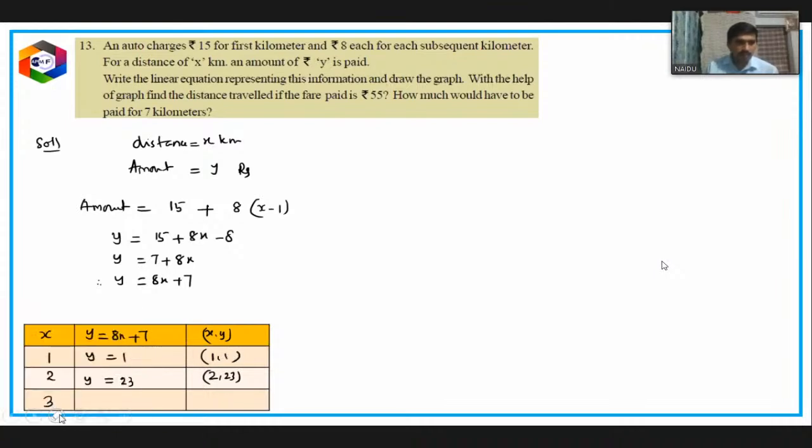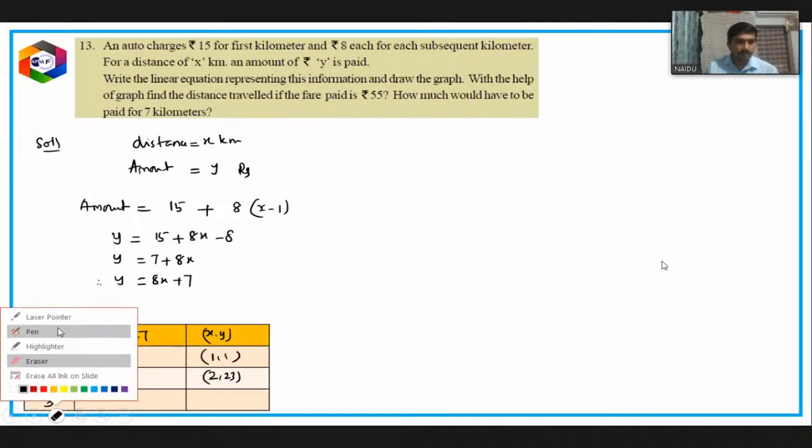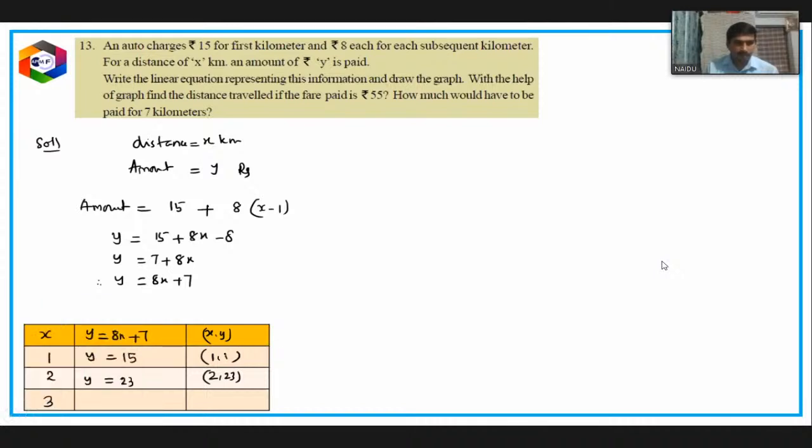So here, this is 15, this is 15. Now y is equal to 8 3s are 24, 24 plus 7, which will be equal to 31. So 31 means 3 comma 31.